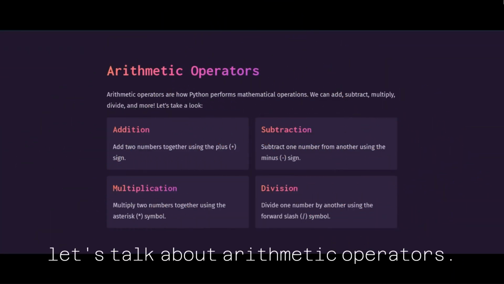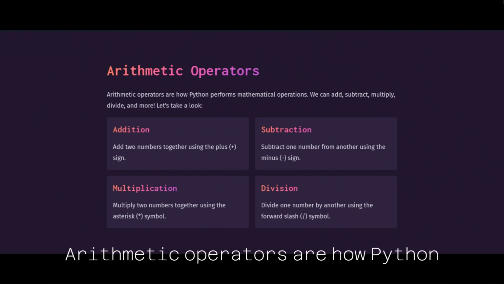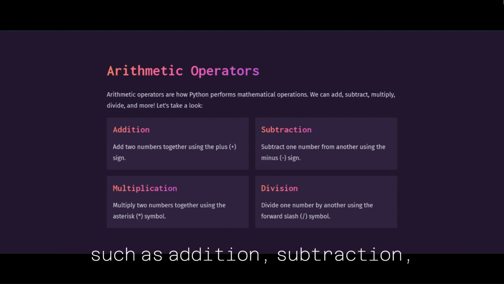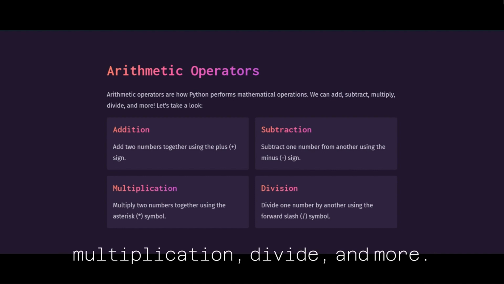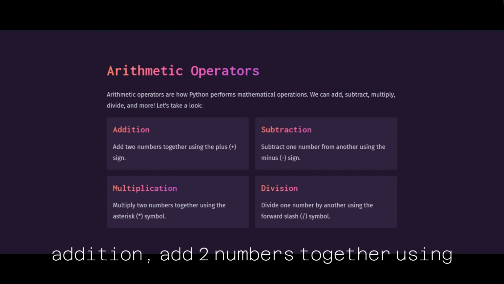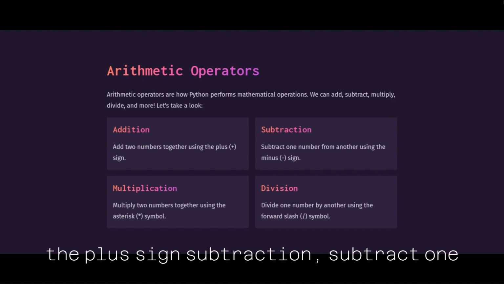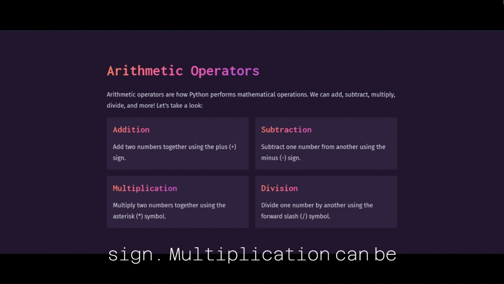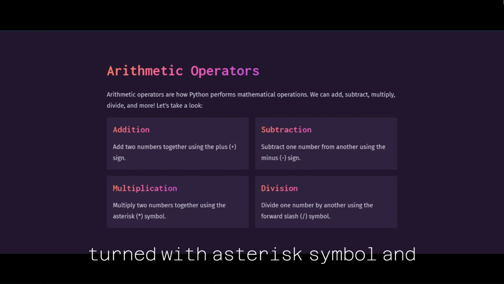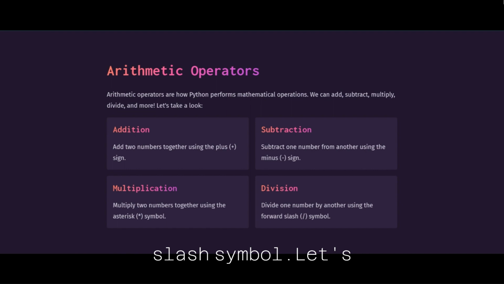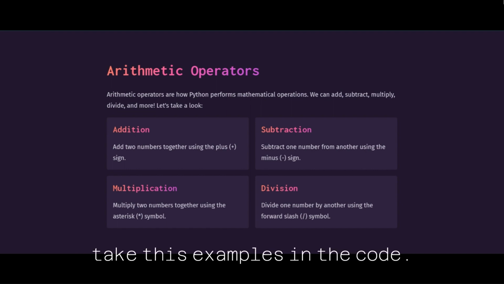So now let's talk about arithmetic operators. Arithmetic operators are how Python performs mathematical operations such as addition, subtraction, multiplication, division, and more. Take a look. In addition, add two numbers together using the plus sign. Subtraction: subtract one number from another using the minus sign. Multiplication can be done with the asterisk symbol and division can be done with the forward slash symbol. Let's take these examples in the code.